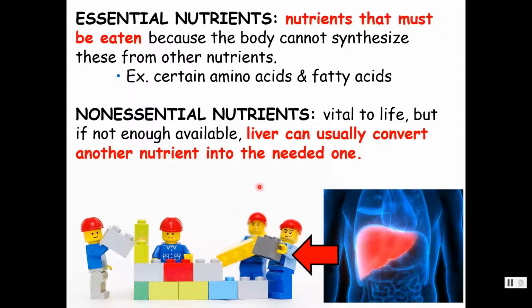I think of Legos whenever I study nutrition, so you see this Lego picture a lot, and the master builder is going to be the liver. Because you have non-essential nutrients. These are things that are vital to life, like the other amino acids and the other fatty acids. But if there isn't enough consumed in the diet, then the liver can usually convert another nutrient into that needed one. That's why I call it the magical organ, the liver. It is the master Lego builder. So the only things that it can't build are those essential nutrients. That's why those must be consumed in the diet, and that's what the word essential means.